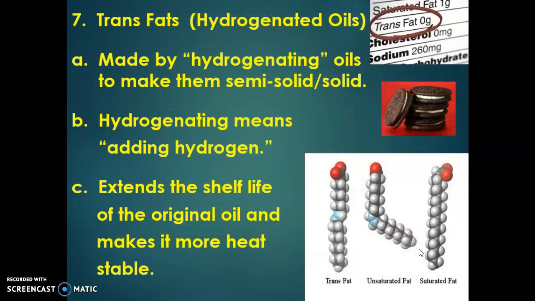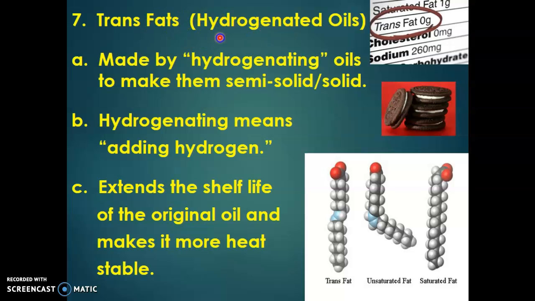The second type of fat, to finish out our lecture here, is going to be what we refer to as trans fats, or you might hear them referred to as hydrogenated oils. So have a look out on your nutritional labels for anything that says trans fat, or even if it says 0 grams, look at your ingredients, and if it says anything about oils being hydrogenated or partially hydrogenated, you want to avoid them at all costs.